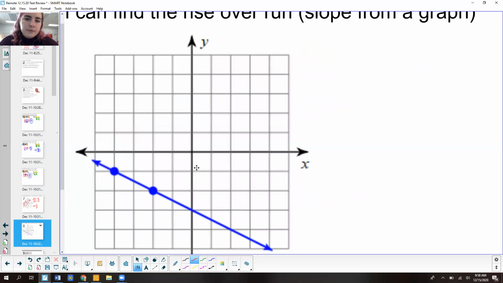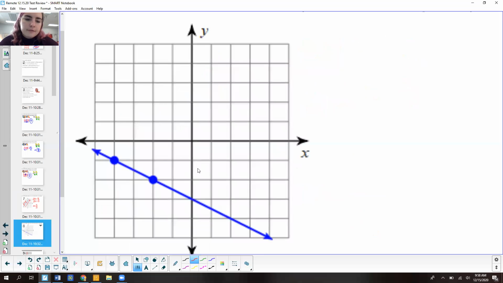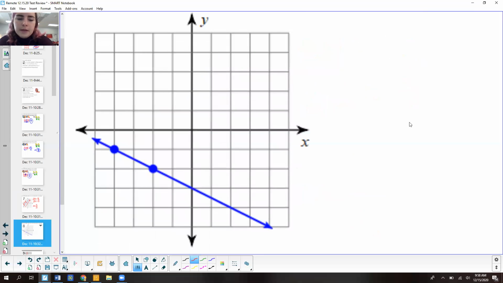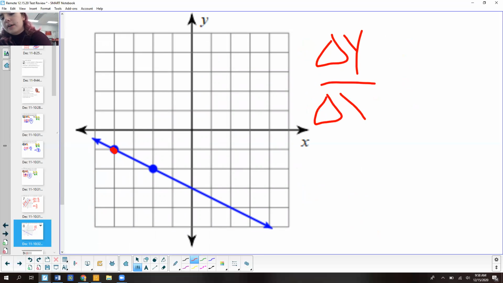All right, next, I can find the rise over run slope from a graph. So same thing, you're going to put your pencil on the leftmost dot, so leftmost point, and you're going to find your change in y, so your vertical change divided by your horizontal change. So your change in y, your elevator ride, divided by your change in x.